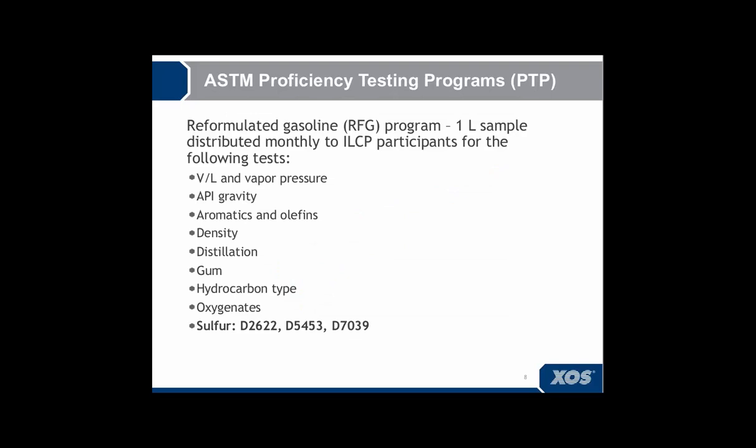Here we're going to talk about the ASTM proficiency testing programs. Many of you are familiar with these programs because you participate in them. But for those of you who are not familiar with these programs, essentially, a sample is periodically sent out from ASTM, and the participant in this program runs a series of tests. What we're looking at here is the reformulated gasoline program, where a liter of sample is distributed monthly to program participants for a whole series of tests.